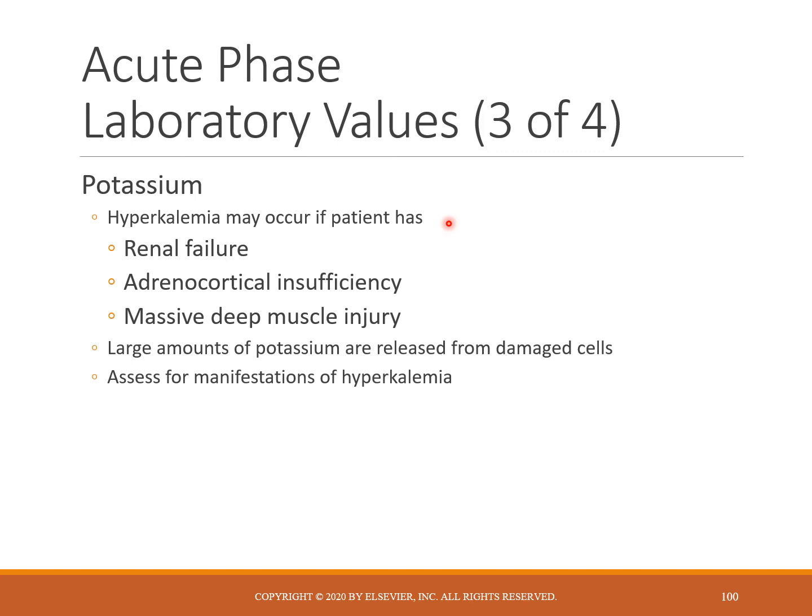Now, when it comes to potassium, remember earlier I mentioned to you about hyperkalemia. So this can happen, especially if your patient has renal failure and has some massive deep muscle injury. So you want to make sure you look for the signs of hyperkalemia. Like for example, peaked T wave, and let's say you saw ST depression. That tells you that the potassium might be high. And of course, you check the blood.